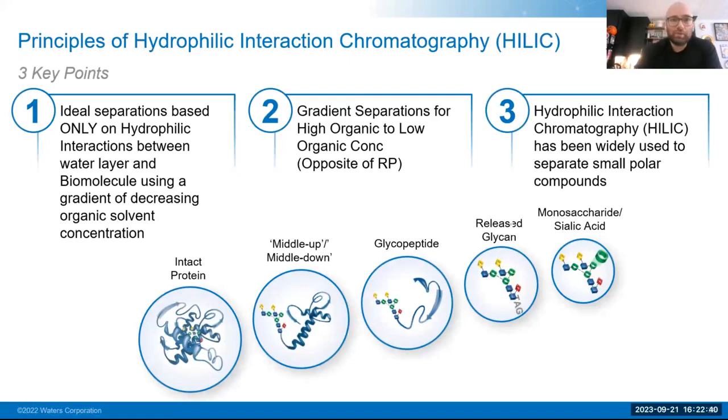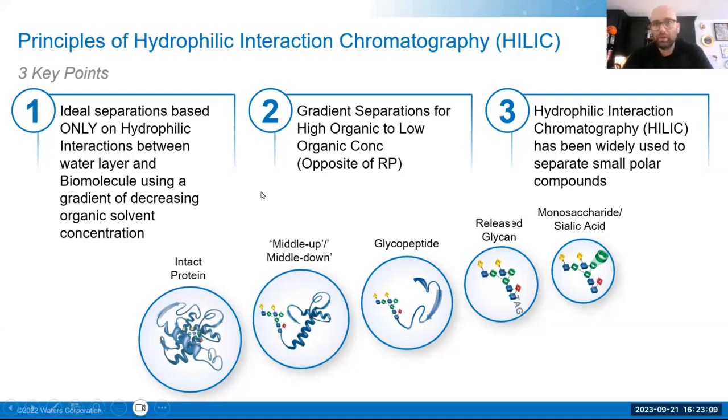So, some general principles of hydrophilic interaction chromatography, or HILIC. Ideally, this separation is going to happen between a water layer and the biomolecule itself. Now, that's an ideal separation. We understand that based off of the design and the ligand leverage within the actual column itself, you may get some different interactions, you may get hydrogen bonding, some different ionic interactions as well. But again, the ideal separation is just between the water layer that exists within the particle and the actual molecule itself.